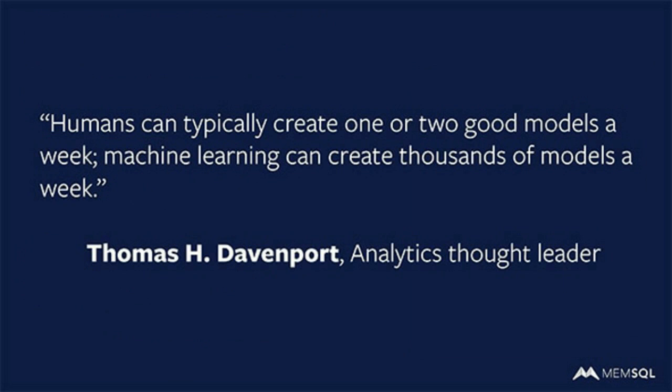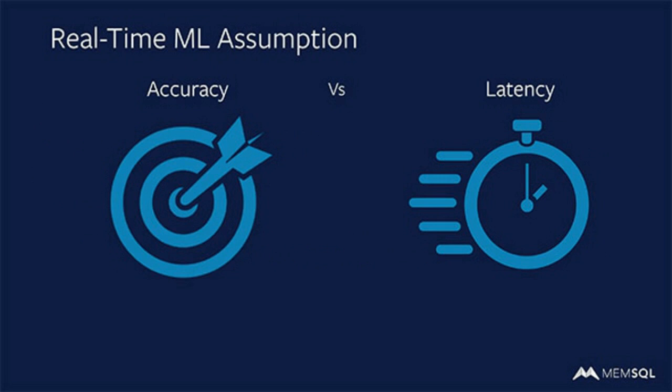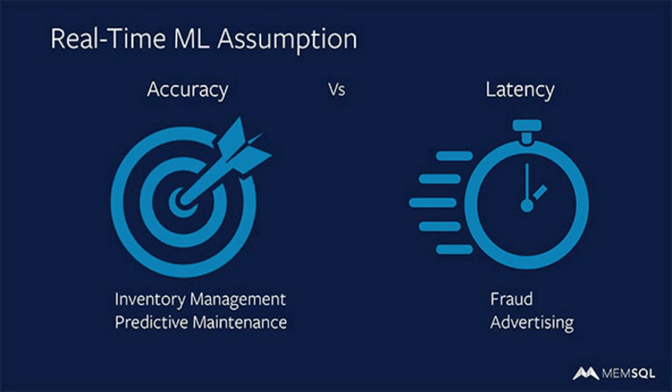I thought this quote was interesting, just to set some context. Humans can typically create one or two good models a week, while machine learning can create thousands of models a week. Now, creating lots of models may be good or bad depending on your use case, and in many cases it depends on what the scenario is. We think there's a trade-off, especially when we're talking about real-time machine learning, which is the difference between the accuracy of the model and the latency of the model. In some cases, good enough, getting a model that is close enough to help you make a decision or predict a particular situation, may be appropriate based on the application it's supporting.